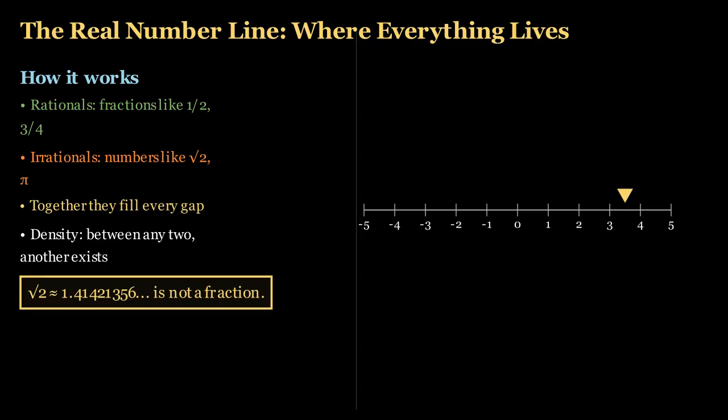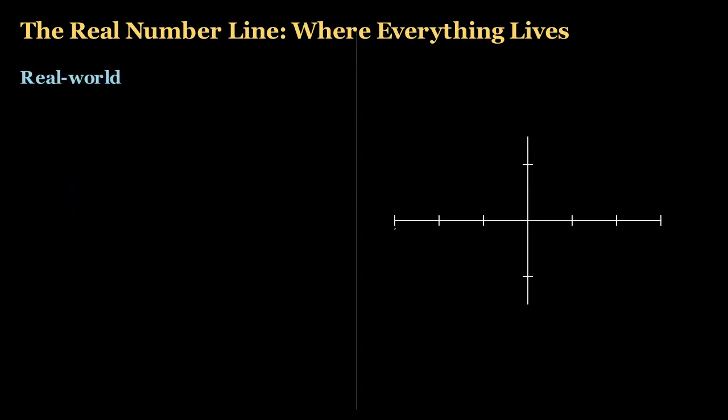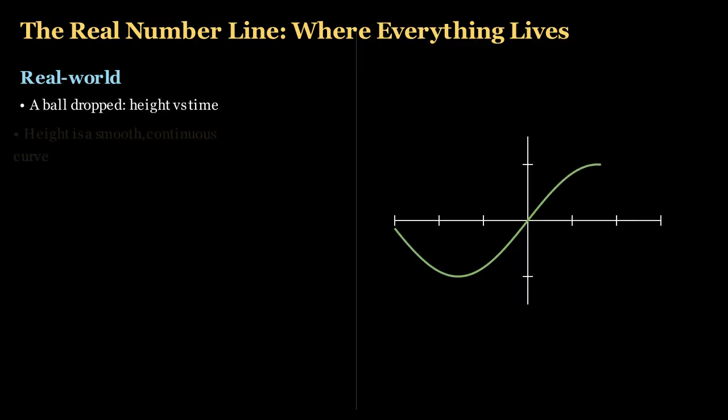Now, in calculus, we want to find the ball's speed at a precise moment, like exactly 1 second after you drop it. To do that, we look at the height over a tiny time interval and shrink that interval toward 0. This process of taking a limit only works because the real number line has no holes. The speed we are approaching is a real number that actually exists. So, the completeness of the real line is what lets us define an instantaneous speed.